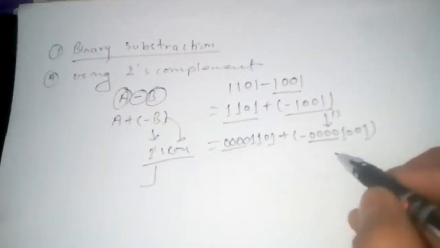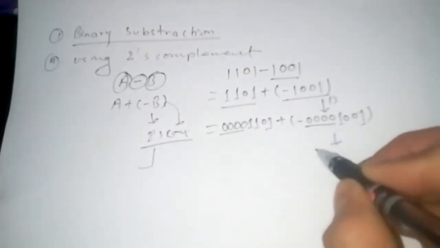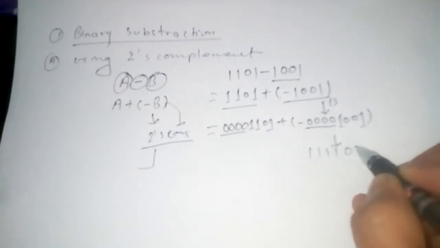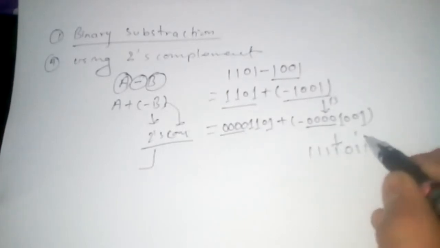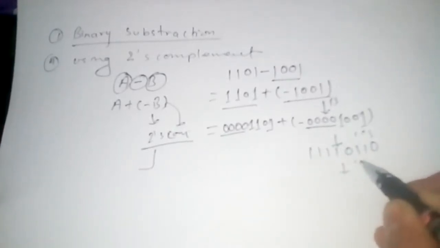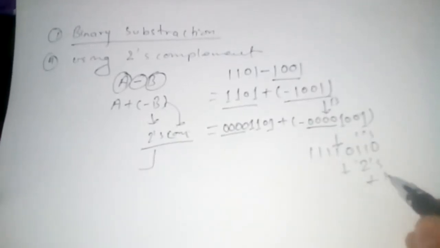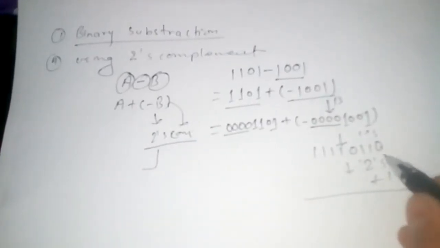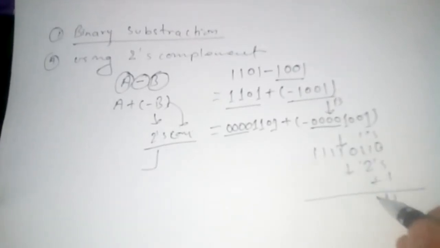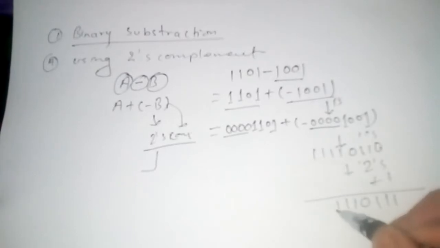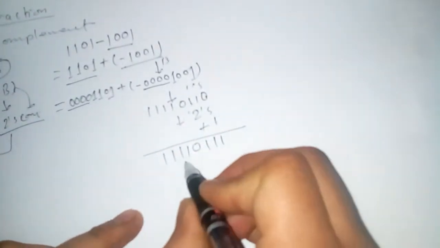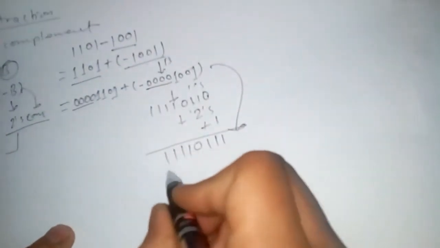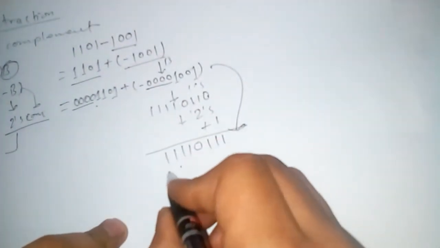Okay, let's see here, the 1's complement of this is 1 1 1 1 0 1 1 0. For 2's complement, we can add 1 on this number, so it is 1 1 1 1 0 1 1 1. Look at here, this is the 2's complement of this number. We can add this number into this number.